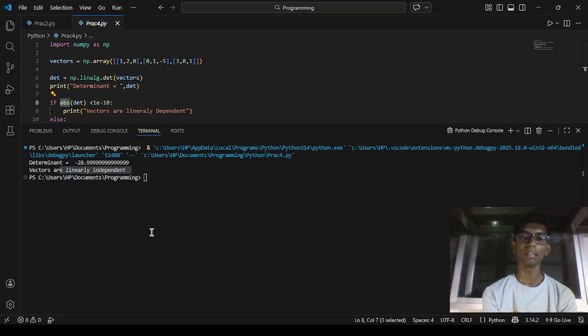Even if our determinant is minus 28.9999, the if condition will only consider the absolute value, which is basically the positive value, or the magnitude. So minus 28.999 will just become 28.999 and then be considered. So we got that the vectors are linearly independent, which is correct.